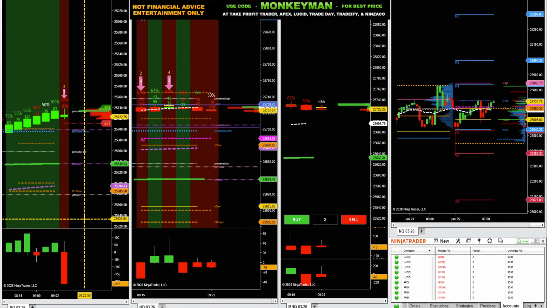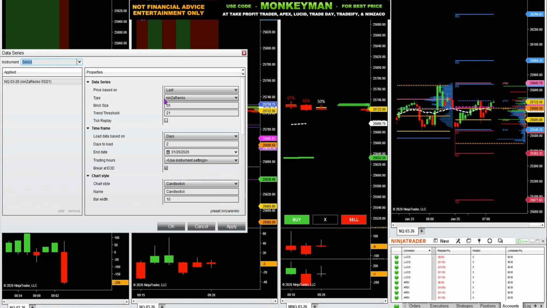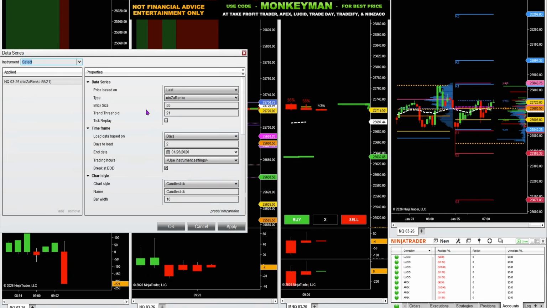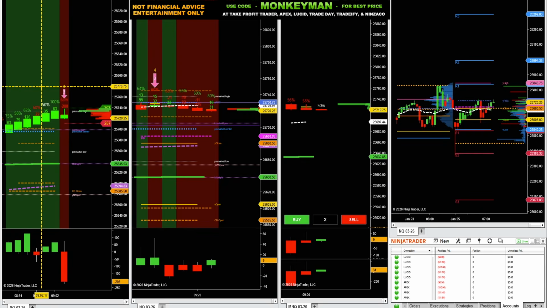I've got a NINZA RENKO 55-21 chart. So a NINZA RENKO chart type, brick size of 55, trend threshold of 21. Just have a couple days loaded there. These are some Fibonacci numbers. This is an NQ chart.